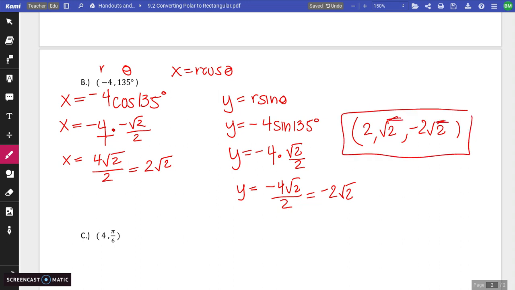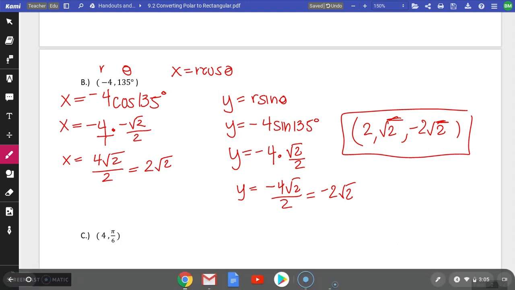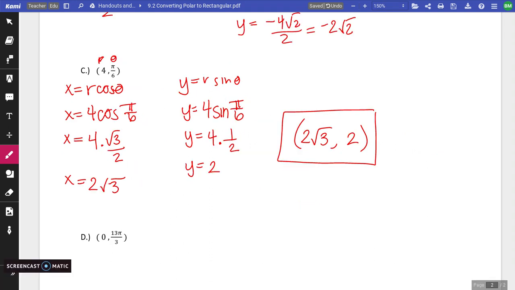I want you guys to try problem C on your own. Pause the video, try problem C, and then when you play back, the answer will be up. So here's my answer for part C. This was a radian measure, but again, we evaluate the same way. I have my final coordinates as 2 root 3, comma 2. You can see my work there as well.